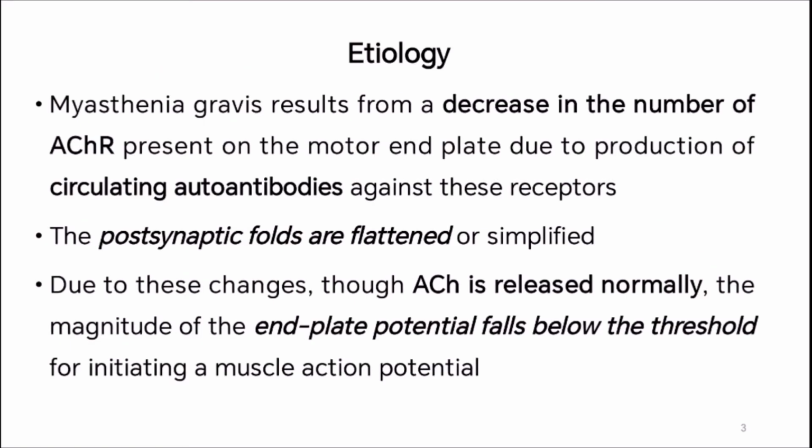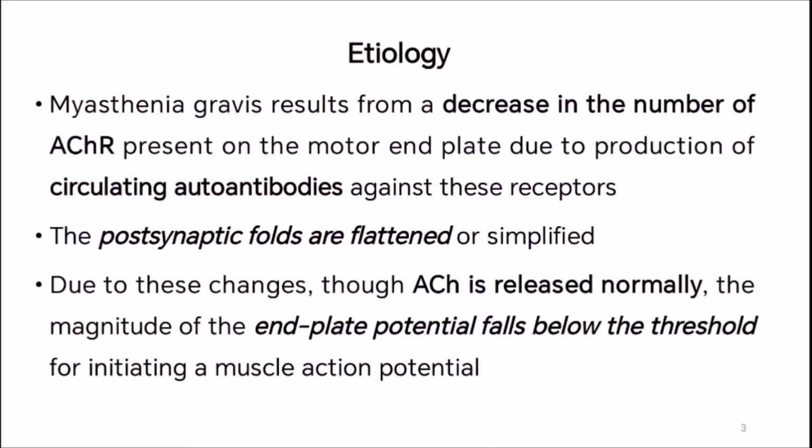Coming to the etiology of myasthenia gravis, etiology means causes. Myasthenia gravis results from a decrease in the number of acetylcholine receptors. AChR stands for acetylcholine receptor. Some of the terms I'll tell you here: ACh is acetylcholine, AChR is acetylcholine receptor, AChE is acetylcholinesterase. These are the terms which we come across in the next few slides.